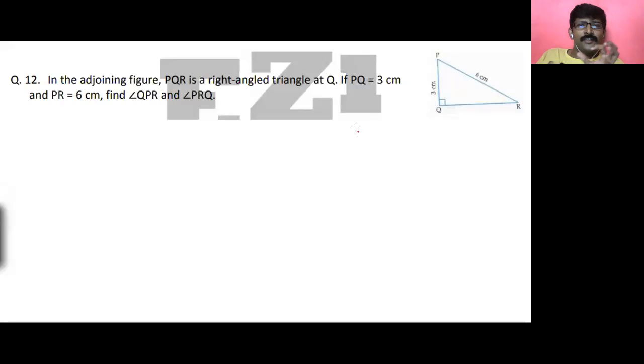Okay student, now in this part of the question we're going to see very simple basic questions, to practice a little of what we did in the previous question. You can pause the video and try solving this entire sum on your own. In the adjoining diagram, PQR is a right angle triangle, right angled at Q. If PQ is 3 and PR is 6, find angle QPR. A little reverse way. Find angle QPR, meaning we have to find this angle.